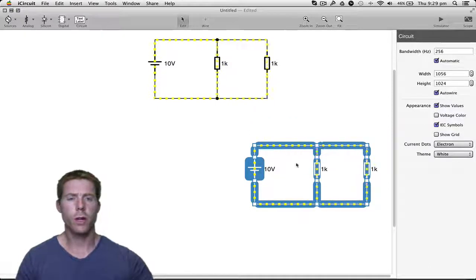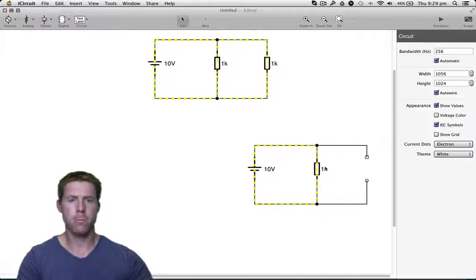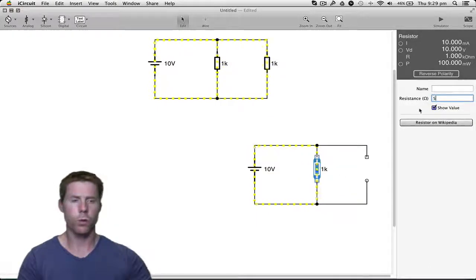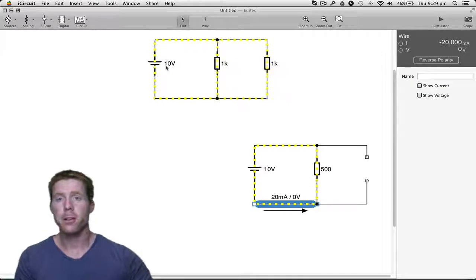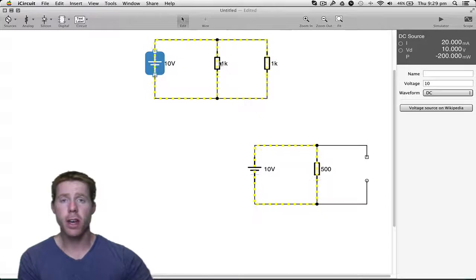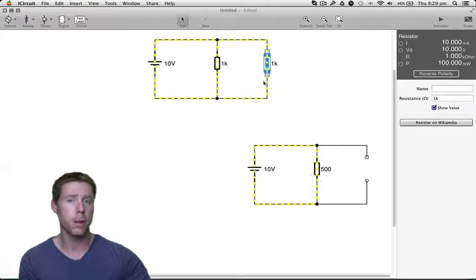What if we replace that with a single 500 ohm resistor? Would we still get 20 milliamps? Yes, yes we do. So the 10 volt power supply, he doesn't care if you've got two 1K resistors in parallel.